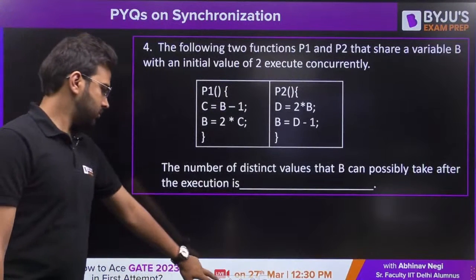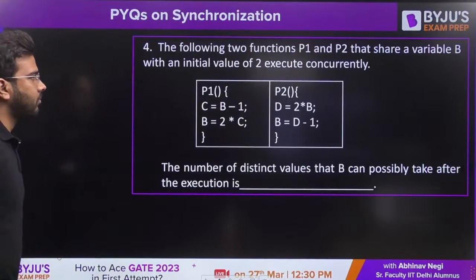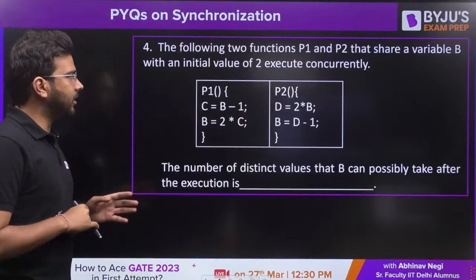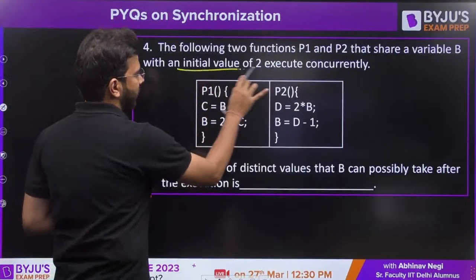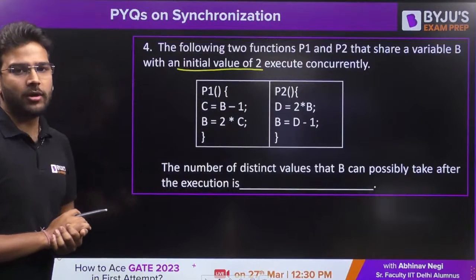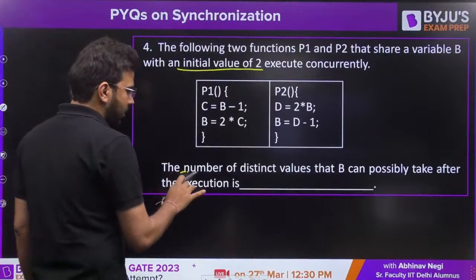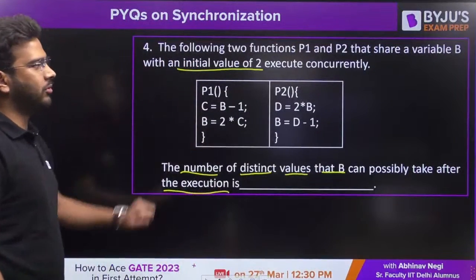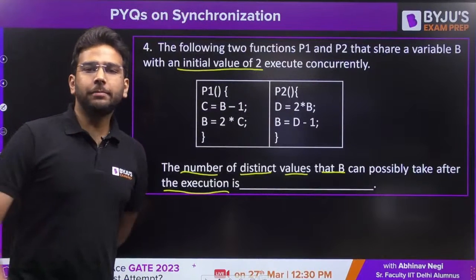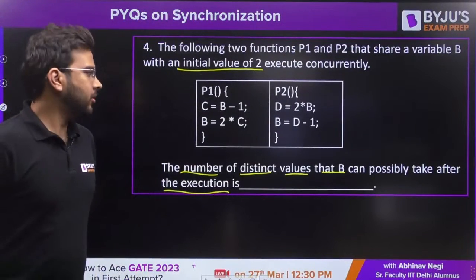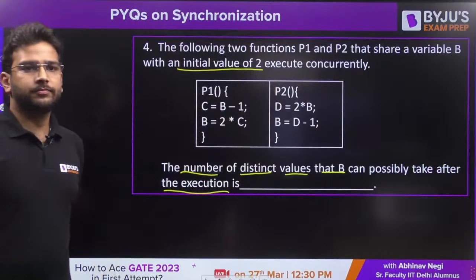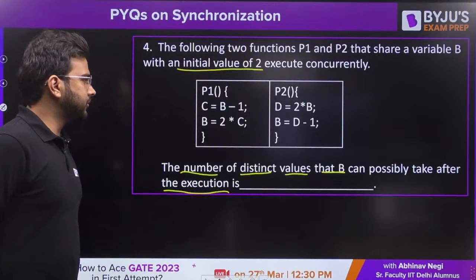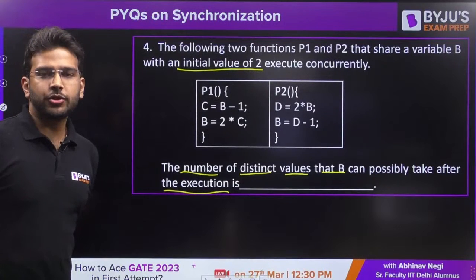Question number 4. There are two processes, P1 and P2, and they are sharing a variable B with an initial value of 2, and they are executing concurrently. You have to find the number of distinct values that B can possibly take after the execution of both these processes. All the possible distinct values of B you have to find out, and you have to find the number of those values. Everyone try to solve this and let me know what should be the answer.